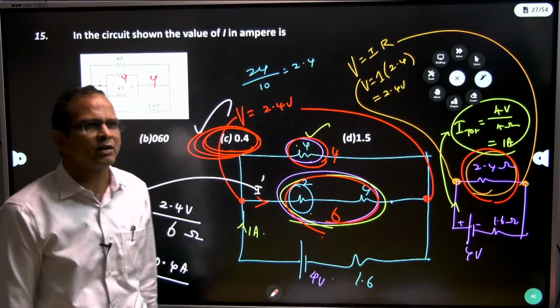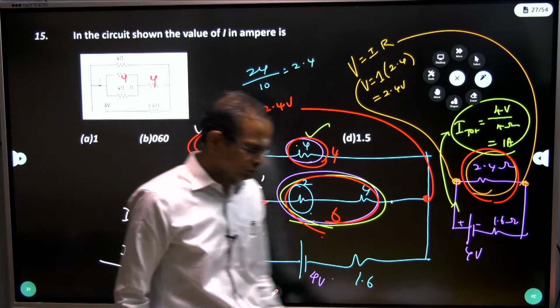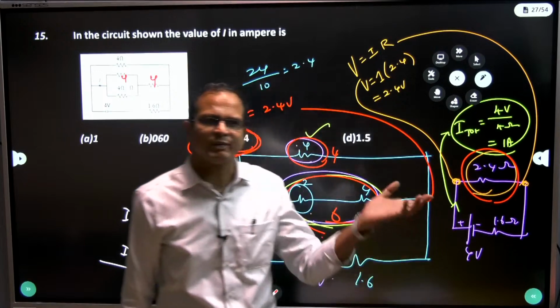Any other question? If there is any other concept you don't understand, tell me and I will teach it. If you want any important concept for your board exam, tomorrow's board exam, I will explain. Anything else from any other lesson or anywhere else?